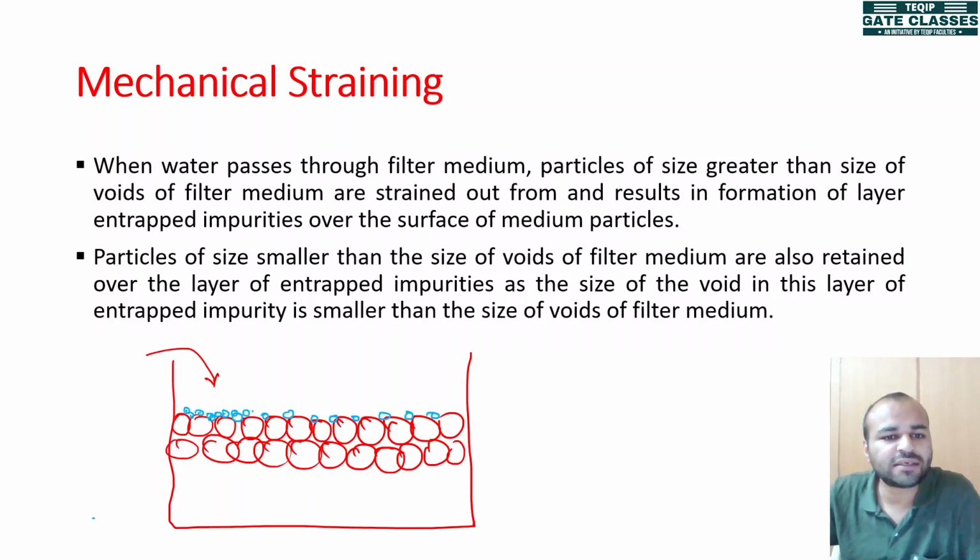Now as the thickness of this thin layer increases, it will retain even the further finer particles that are there. So that is written in the second point, that particles of size smaller than the size of voids of filter medium are also retained over the layer of these entrapped impurities. So this is one of the ways that filtration works. Okay, one of the phenomena that is happening in the filters.